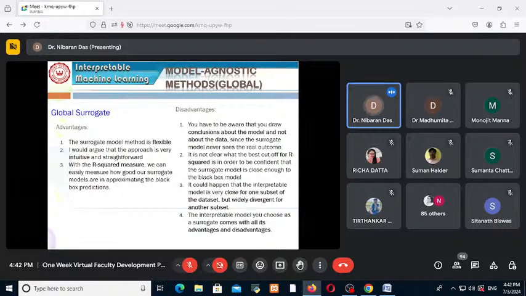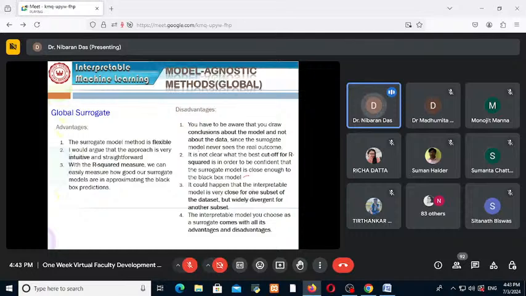Now, the global surrogate model method is flexible, and the approach is very intuitive and straightforward. With the R-squared measure, you can easily measure how good our surrogate models are at approximating the black box prediction. Disadvantage: you have to be aware that you draw conclusions about the model and not about the data, since the surrogate model never sees the real outcome. And it is not clear what the best cutoff for R-squared is, in order to be confident the surrogate model is close enough to the black box model.